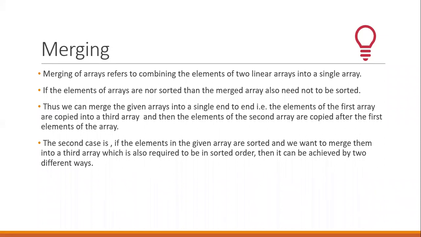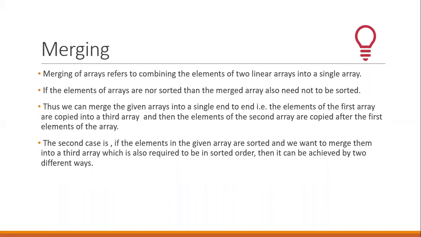Thus, we can merge the given two arrays into a single array end to end. The elements of the first array are copied into the third array, and then the elements of the second array are copied after the elements of the first array. So this is the simpler case wherein you have two arrays, and in both the arrays, elements are not sorted. What you do is make a third array. You first copy all the elements of the first array, then you copy all the elements of the second array after the first array. So this is one case.